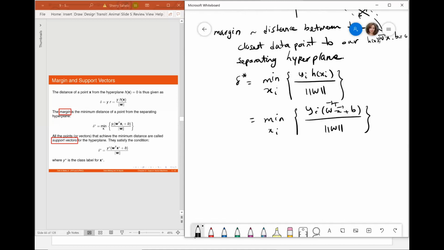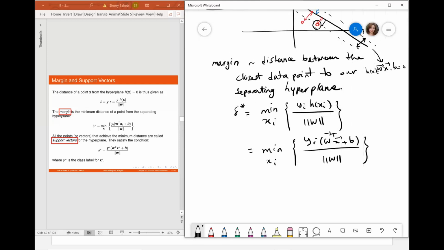Now in SVM, our goal is to select a line, right? So if I have two different lines, and I want to choose one of them as my separating line, as my classifier, which one do I choose? I'm going to choose the one for which the margin, this delta star, is the maximum. So our goal in SVM is to maximize this delta star. I want to find the W and B that maximize this delta star.